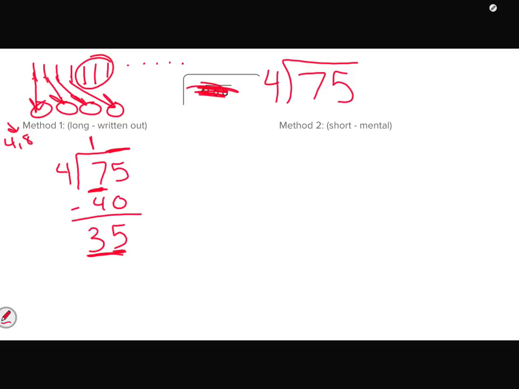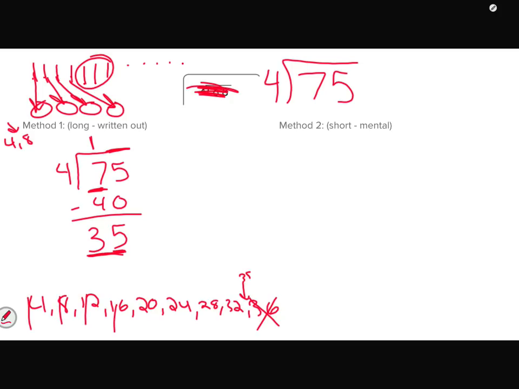In your head, you're thinking 4 times what gets me really close to 35 so that I can split those up. If you don't know, you are going to have to continue your skip counting or listing out your multiples. 4, 8, 12, 16, 20, 24, 28, 32, where am I? 35. Oh, I need to stop. I can't do 36. 35 would go right there. So that's 4 times 1, 2, 3, 4, 5, 6, 7, 8. I can give away 8 groups or 8 1s to each of those 4 groups.